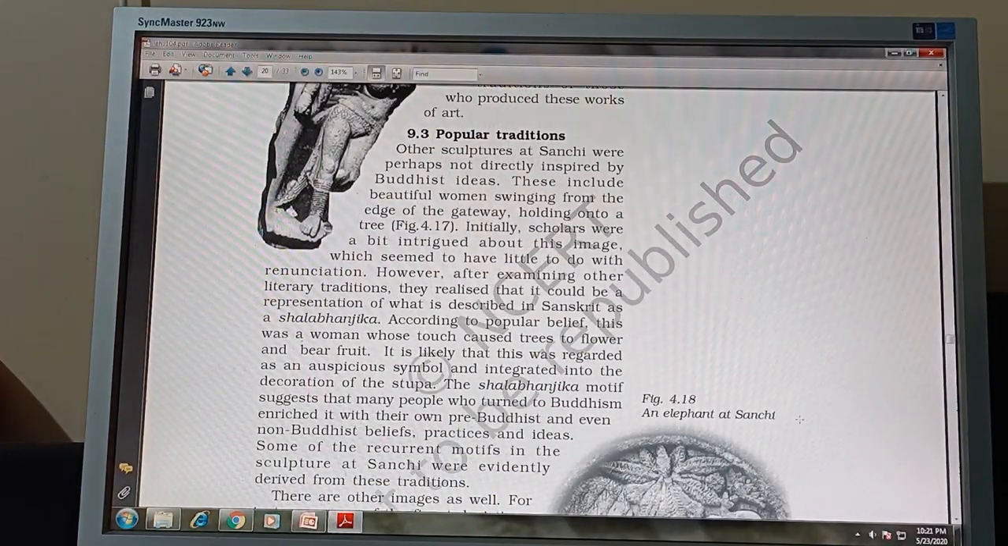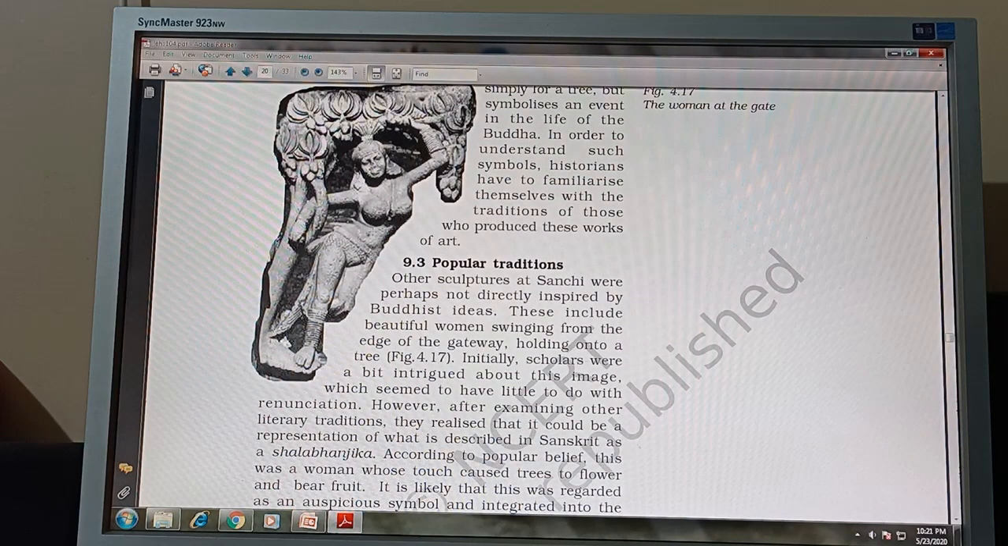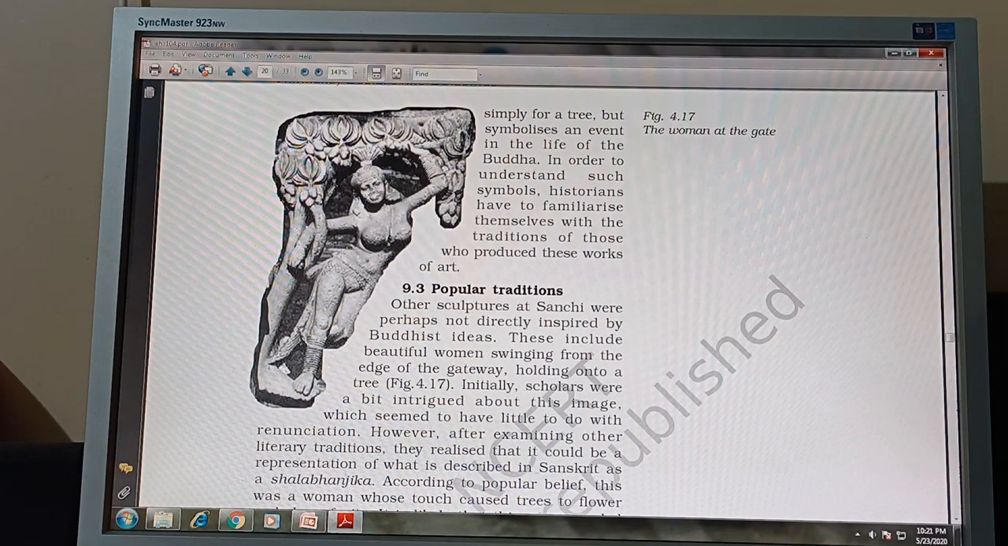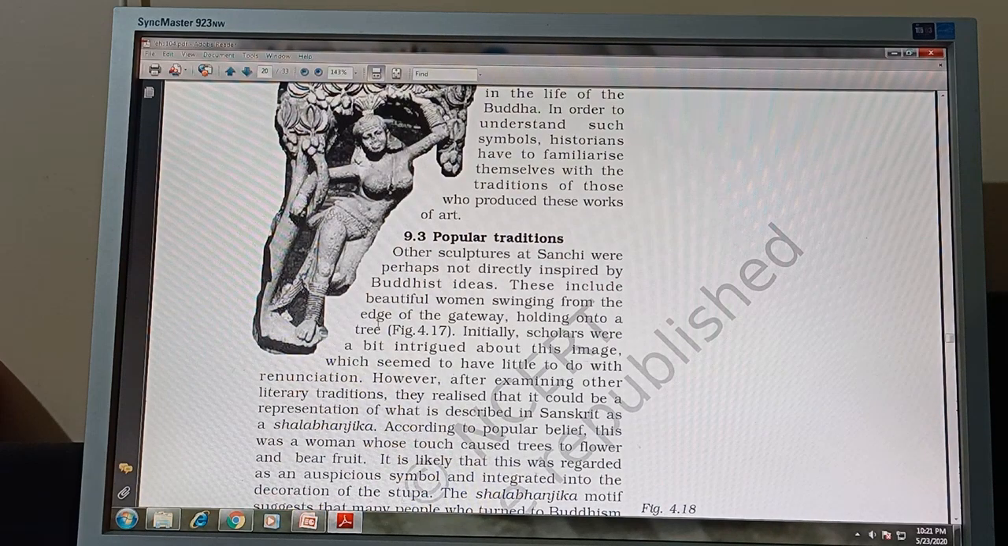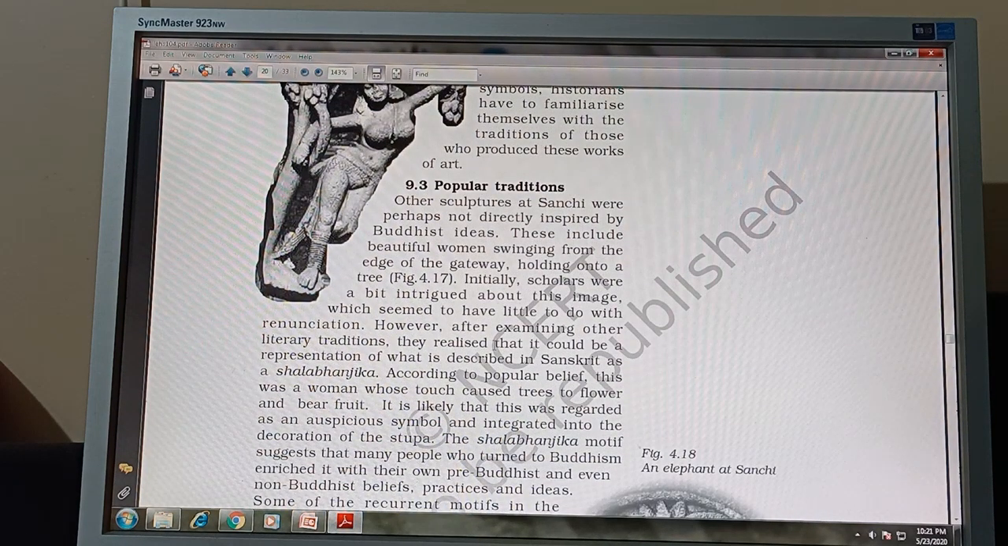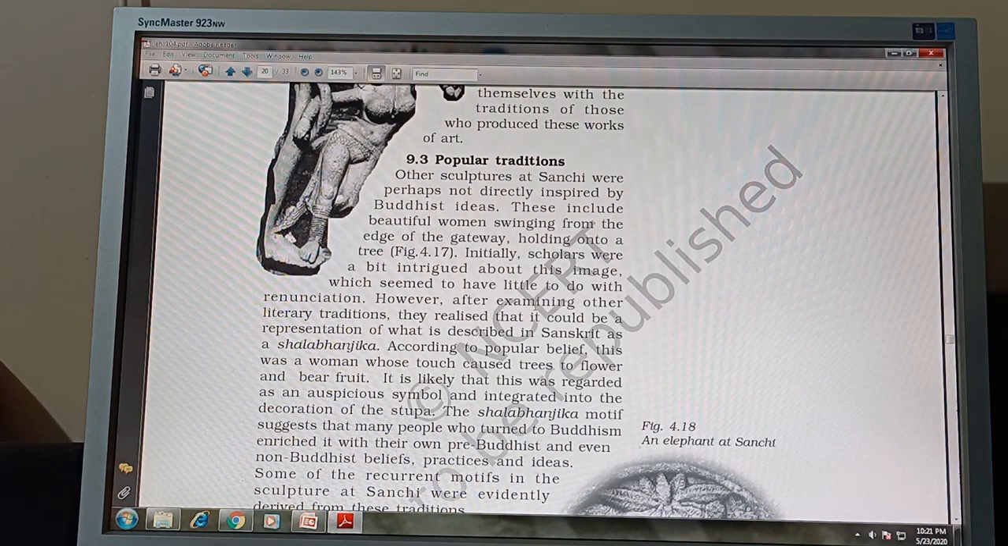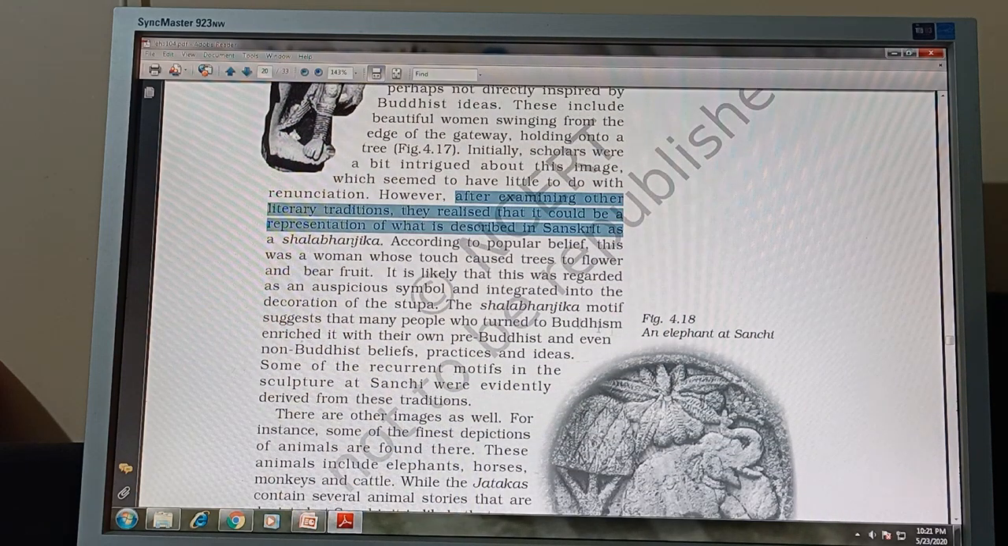And the most popular is this sculpture. The sculpture at Sanchi was not directly inspired from Buddhist ideas. So initially historians could not understand what this lady was all about. Scholars were a bit confused, but later, after examining other traditions, they realized that it could be the representation of what is described in Sanskrit as Salabhanjika.